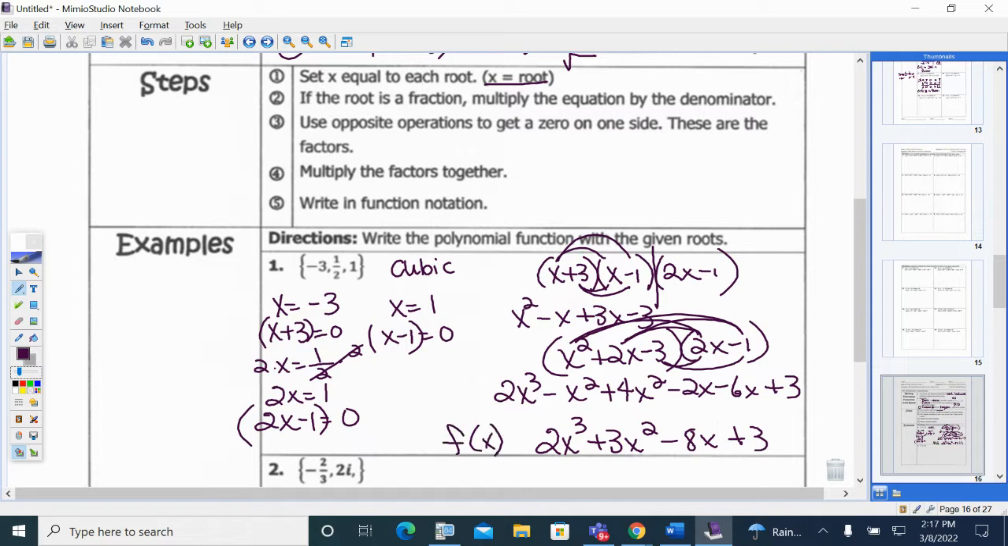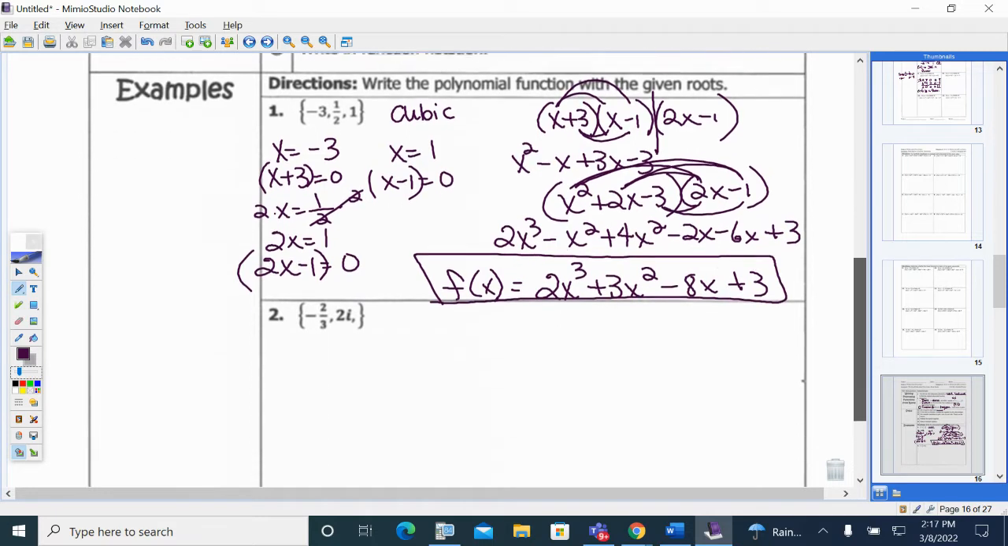Please put this in function notation. We are writing the function. So make it a function. It is not an expression. It is a function.